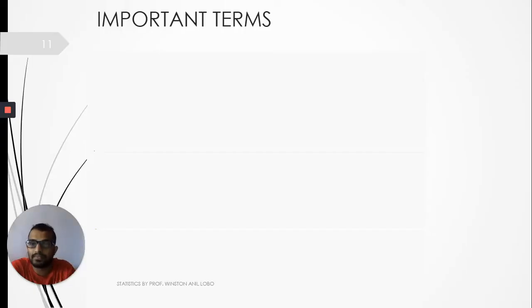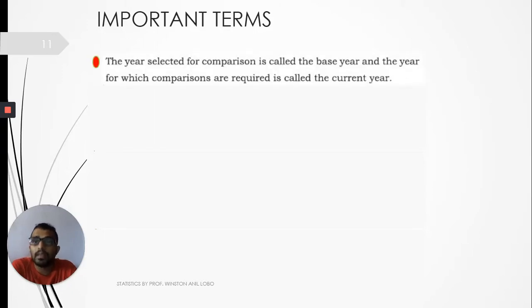Important terms of index number. Okay, we need to know what the important terms are. So let us see some of the important terms of index numbers. Firstly, the year selected for comparison is called the base year, and the year for which comparisons are required is called the current year.